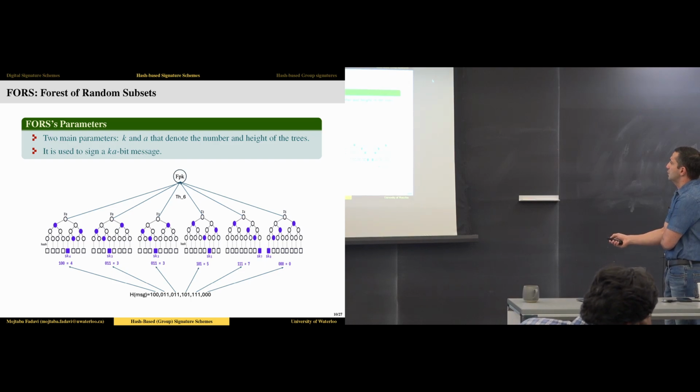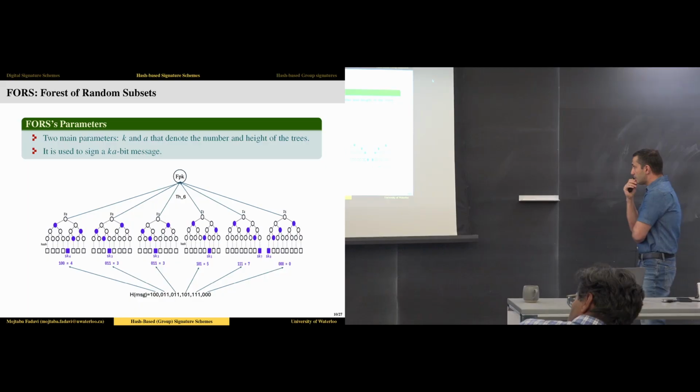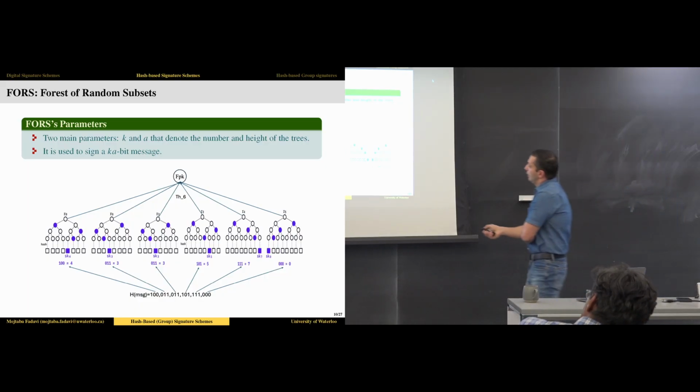This figure shows FORS. In FORS, we have 2 main parameters, K and A, where K shows the number of Merkle trees. Here we have 6 Merkle trees, and A is the height of the Merkle tree. So K here is 6 and A is 3.